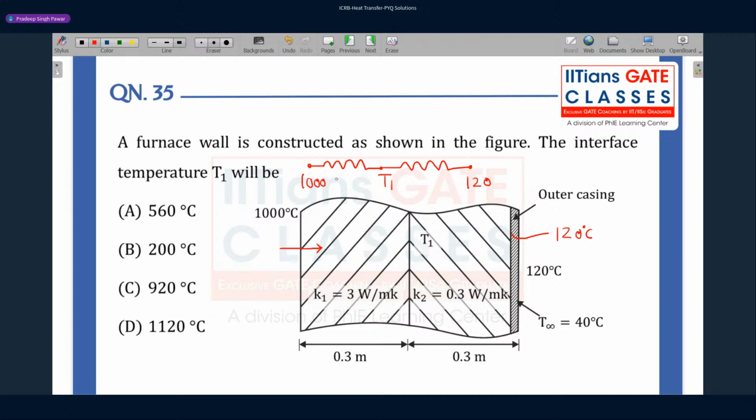Resistance is L by KA. So L for the first is 0.3, K is 3, divided by area. Let's keep the area here. In the second case, L is again 0.3, K is 0.3, and area is A. Whatever heat gets conducted through this solid, the same heat will be conducted through the other solid. So Q conduction from slab 1 is equal to Q conduction from slab 2. Let's try to apply that.